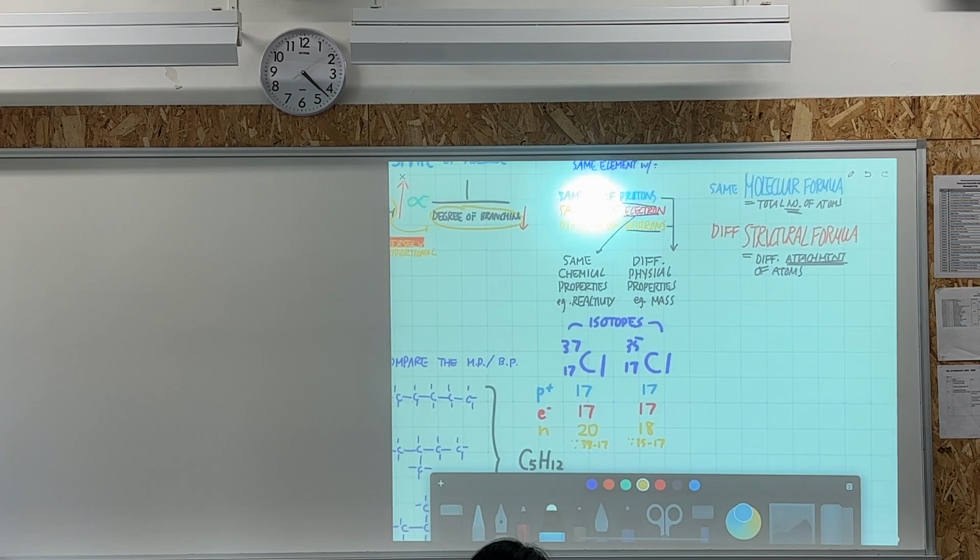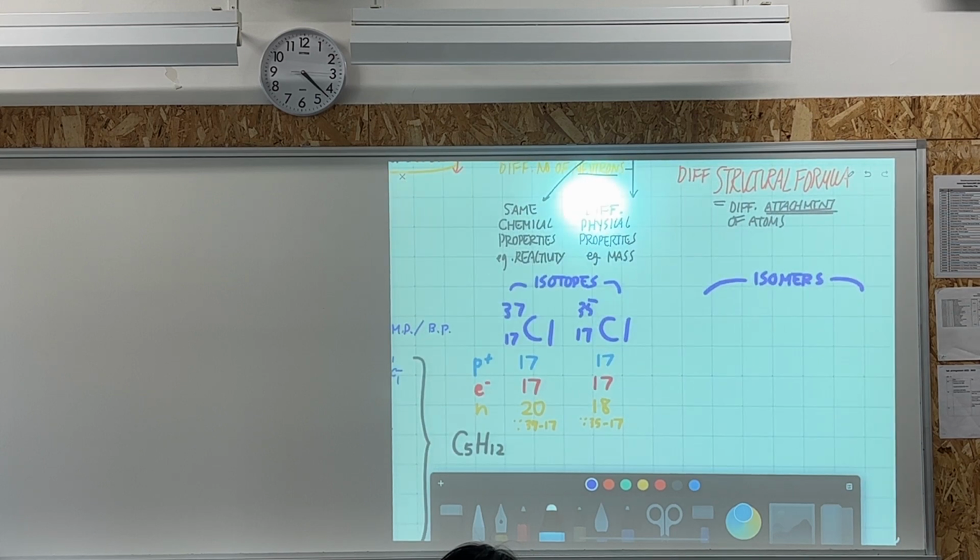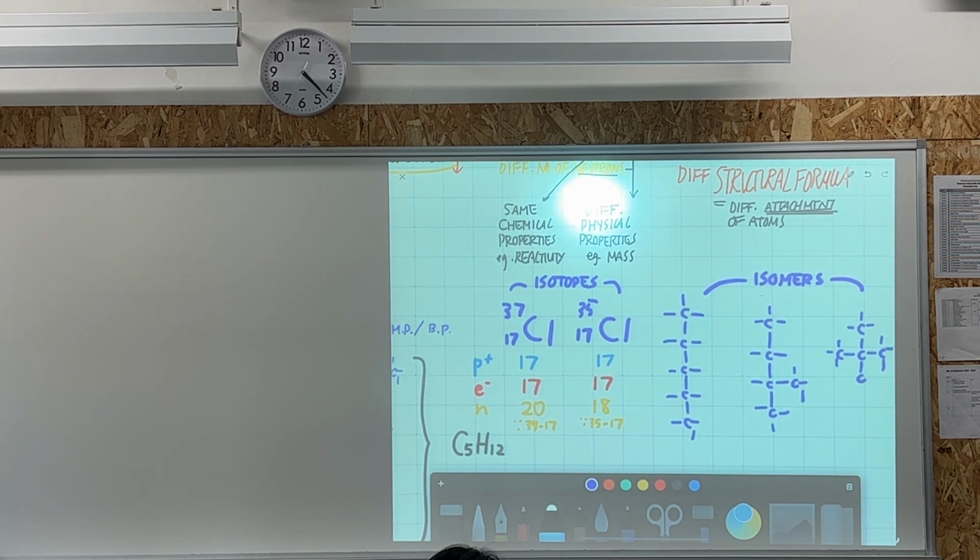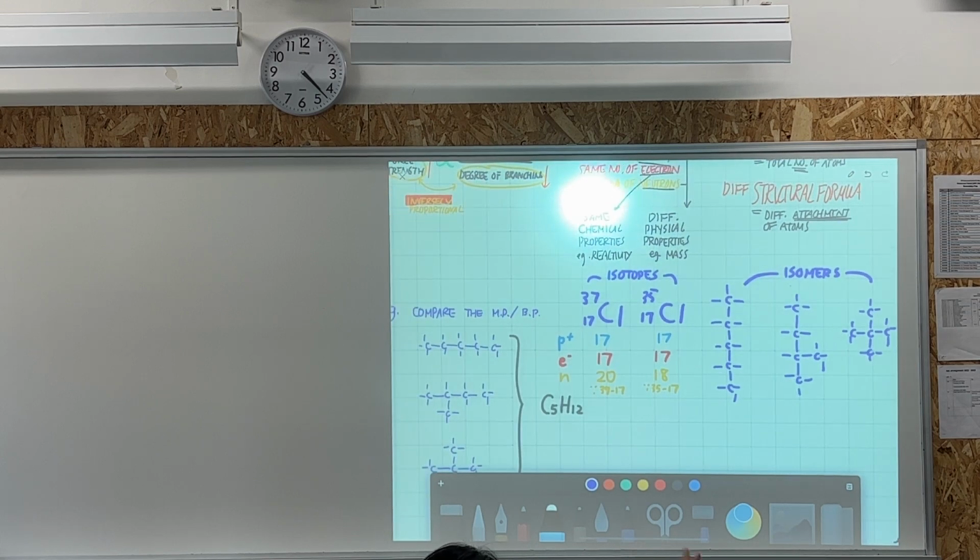Now we look at isomers. Isomer is new to you. We have isomers like C, C, C, C, C. You can see 5 carbon, 12 hydrogen. We have another, and again 5 carbon and 12 hydrogen. And finally we have another. Can you tell me which of these has the most branches? Leftmost or rightmost?